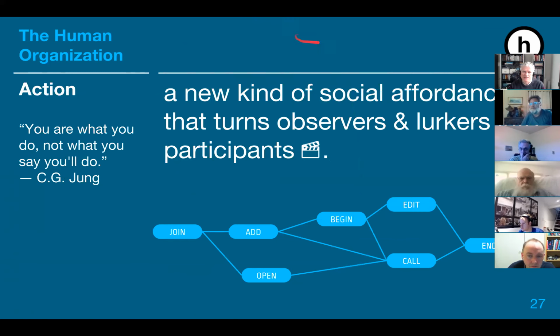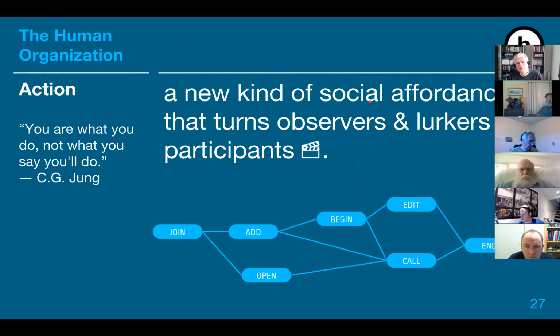So these actions are described as a new kind of social affordance that turns observers and lurkers into participants. So if you're confronted with a card that says join, well, guess what? You can join. If you're given a card that says, hey, we want you to add some things to this chart, this diagram, this table, well, here's an action you can take, and do it. It's an affordance that's right there, right in your face.